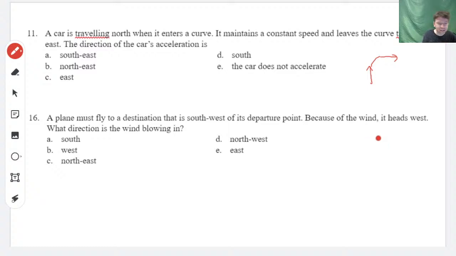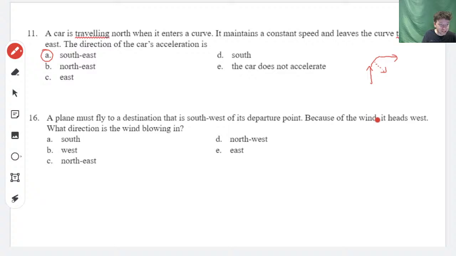So there's a couple ways you can think of this. First, if you want to change your vector from north to east, you need to get rid of that north component. So you're going to need to accelerate south, and then you're going to add an east component. So you can think of it like that, and you can say southeast. Or you can think of this as circular motion, and during that circular motion, your acceleration is always directly radially inwards. So that would be in this direction here, which would be, again, southeast.